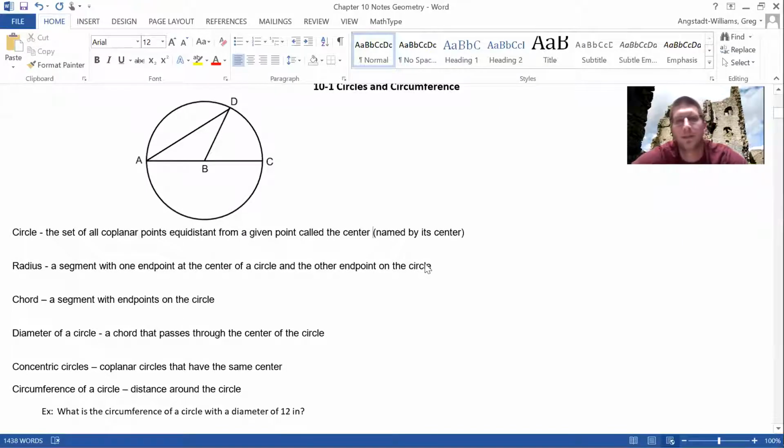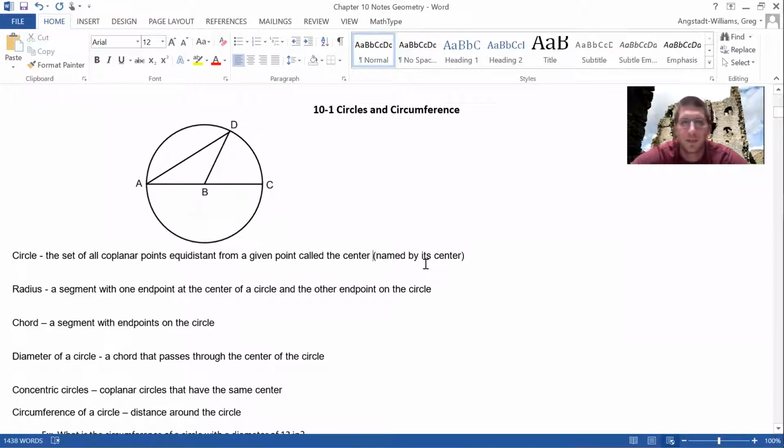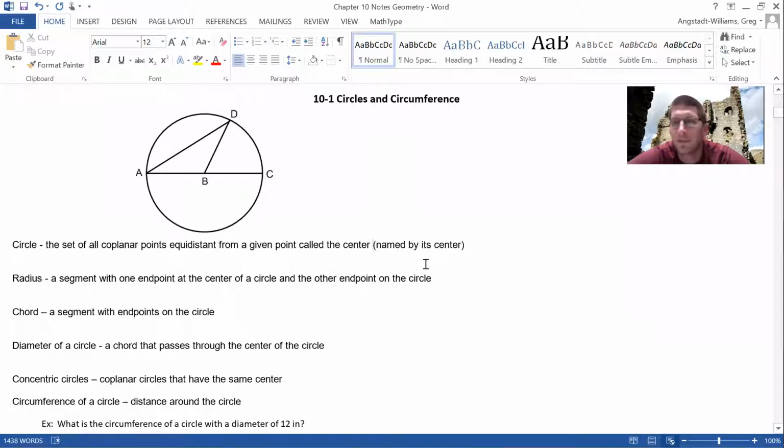You have your new note packet. So if you want to go to the first page of your new note packet, that's where we're going to start. So let me share my notes with you. So here is the first page of the notes, 10.1, circles and circumference. So we have all of these pieces of a circle, and the definitions and the words are going to be important. When we talk about a circle, you know what we're talking about.